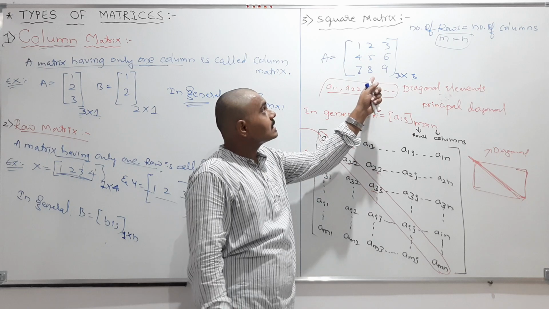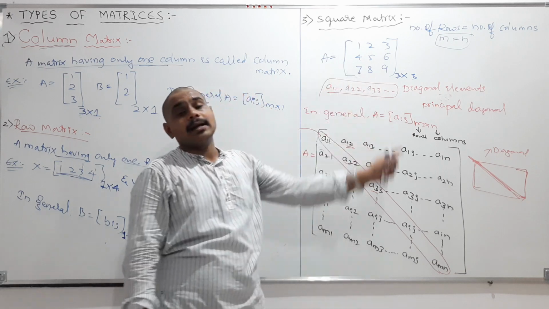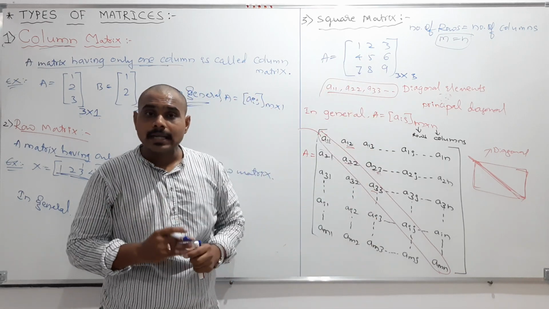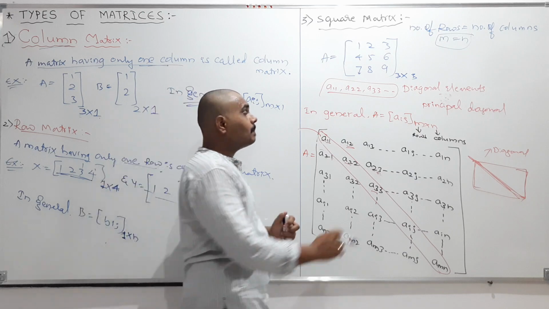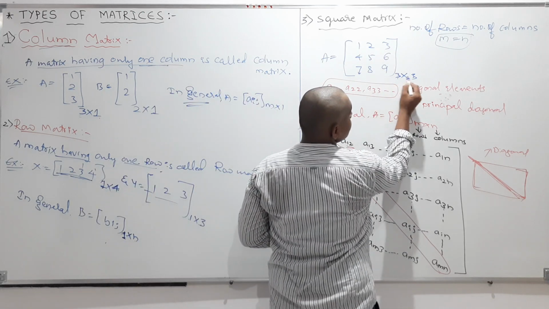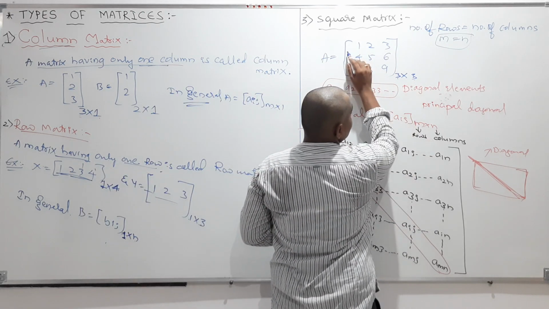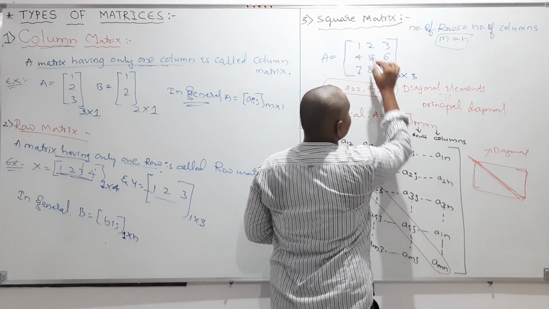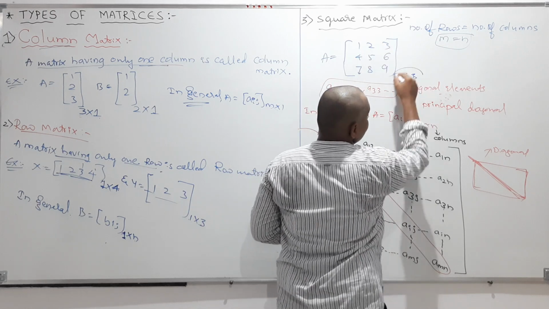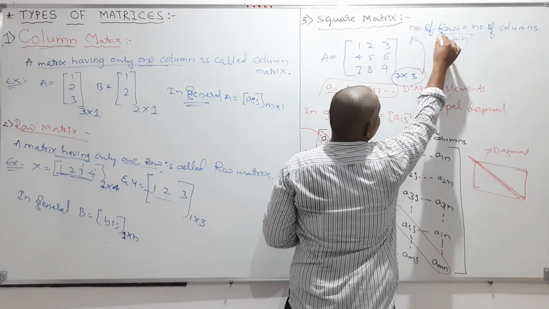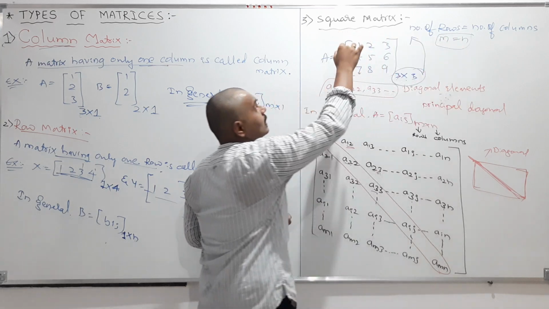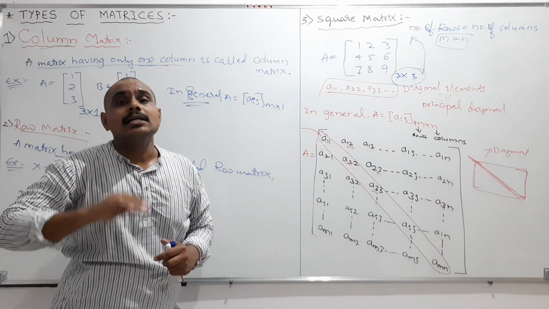So therefore this is the example for the square matrix. Why is it an example for the square matrix? Square matrix means the number of rows must be equal to the number of columns. The number of rows is 3 and the number of columns is 3. So therefore this is satisfying this condition. So therefore this is the example for the square matrix.